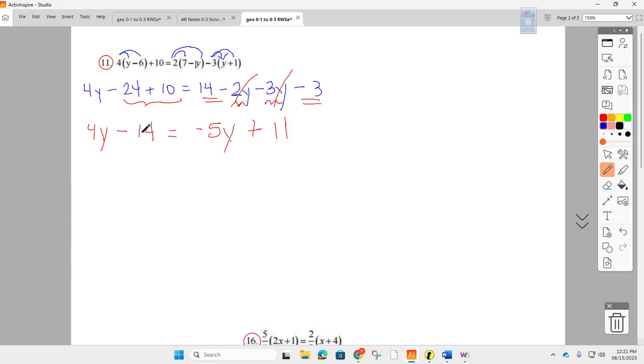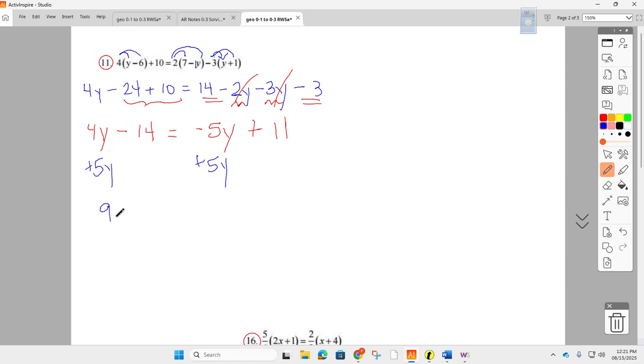So we need to get them on the same side. So Corey, how do I get the negative 5y and the 4y on the same side together? Yep. So we find the smallest number on the variable. There's a positive 4 and a negative 5, so negative 5 is smaller, and we add the opposite of it. Since this is a negative 5, we're going to add a positive 5y to both sides.